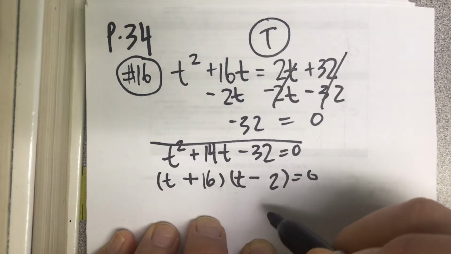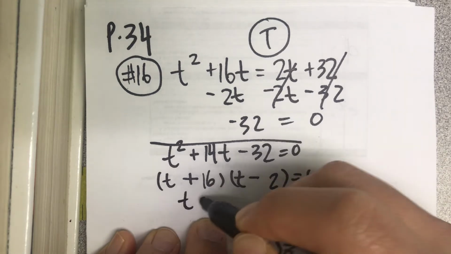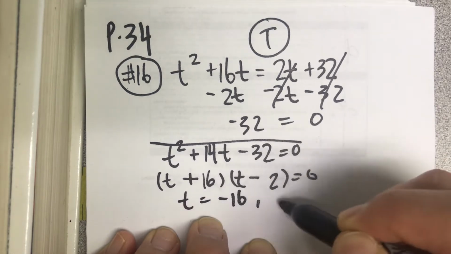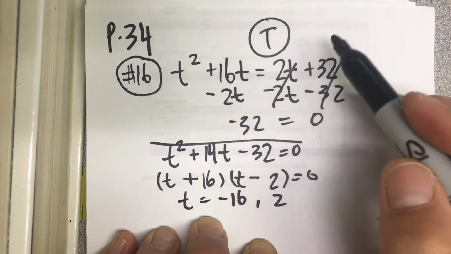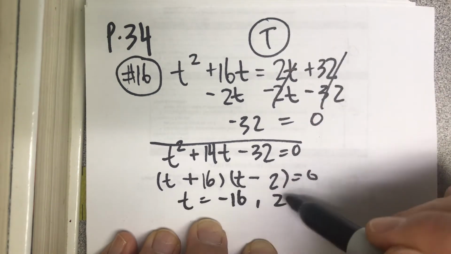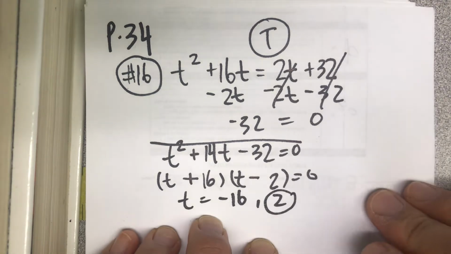And we know that when we take it out of the parentheses, that's going to be t equals negative 16 and positive 2, right? And it says that t is greater than 0, so that one is negative, therefore 2 is the answer. Easy peasy.